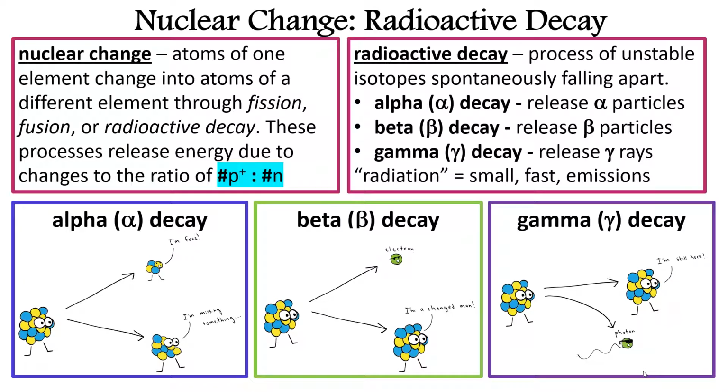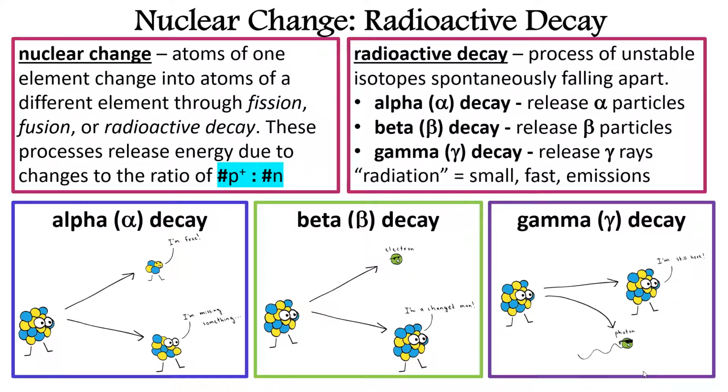So again, when we're thinking about nuclear change, we have atoms of one element changing into atoms of a different element, and that does not happen in chemical or physical changes, but in nuclear changes, it does happen. This can occur through fission, fusion, or radioactive decay. And all of these processes release energy due to changes to the ratio of protons and neutrons in the nucleus and what's going on with the strong nuclear force. So there was a separate lecture that looked at fission and fusion. This one, we are looking at radioactive decay.